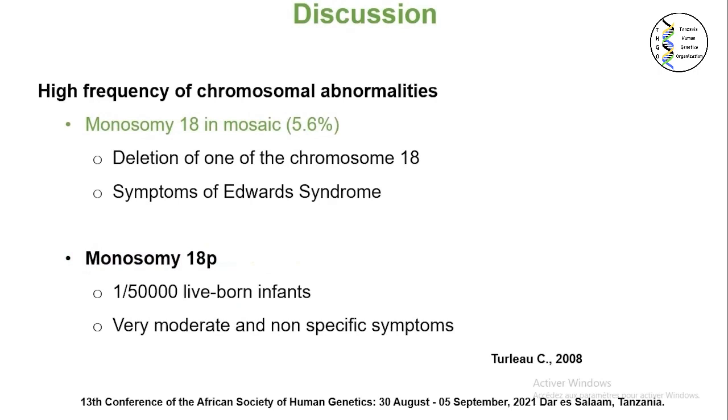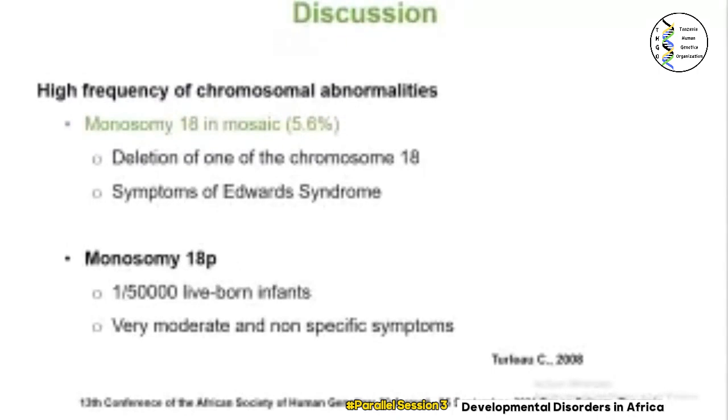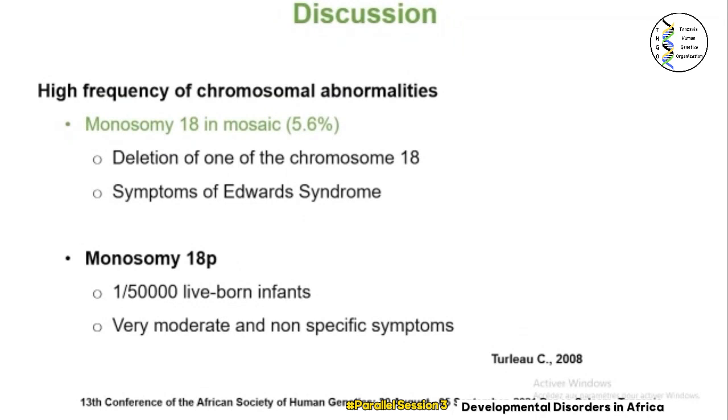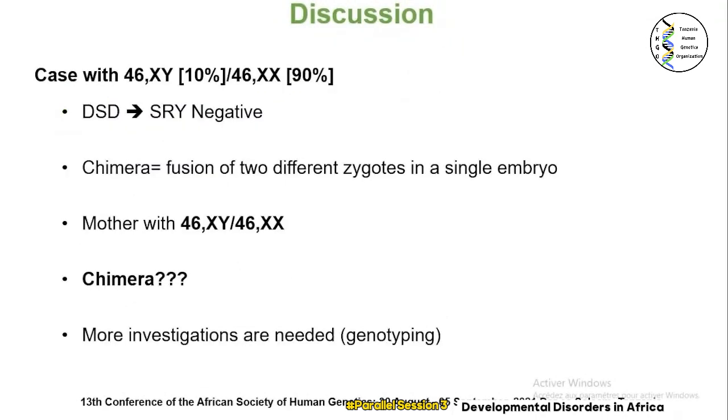In our population, we found a monosomy 18 in mosaic. This is a deletion of one of the chromosomes 18, and our patient had symptoms of a homogeneous Edwards syndrome. In the literature, we only found a monosomy 18p, and it affects 1 in 50,000 live-born infants with very moderate and non-specific symptoms. We also found in our population a very interesting case.